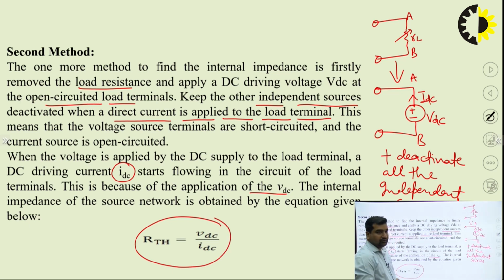IDC. So when we apply KVL and KCL, whatever the mesh analysis, node analysis, we will get a relation between VDC and IDC, because VDC and IDC are unknown quantities. But when we apply the mesh analysis and node analysis, we will get some relations, and we will get the ratio VDC upon IDC, or the ratio IDC upon VDC. So from there we can calculate the value of RTH.